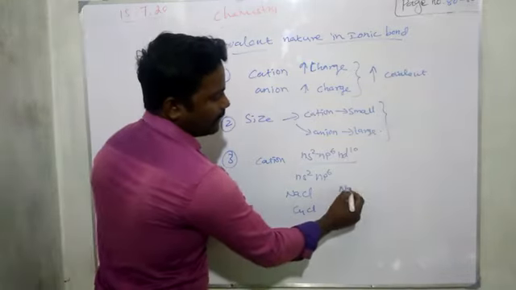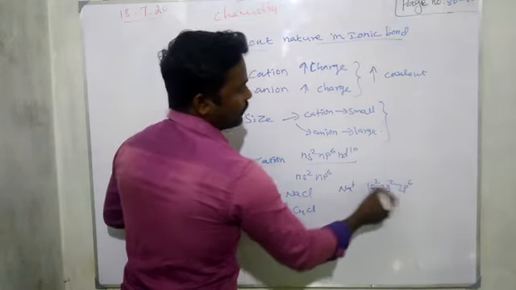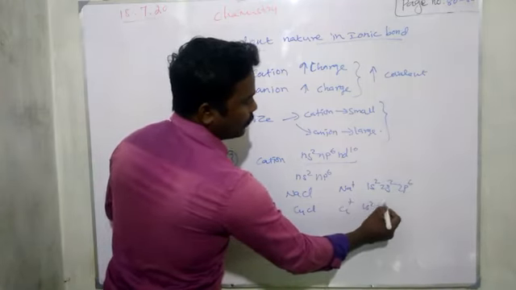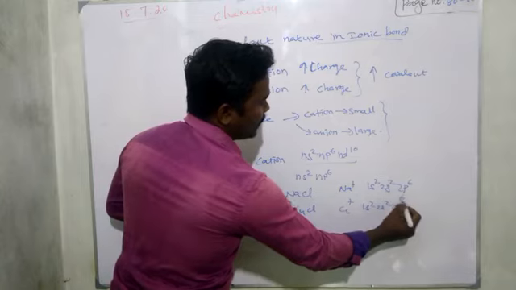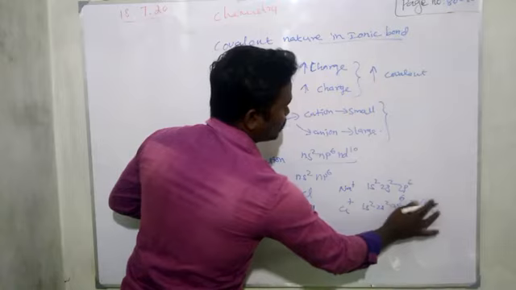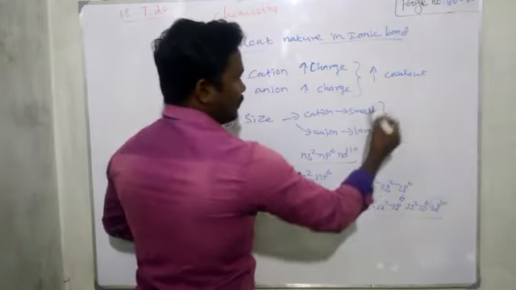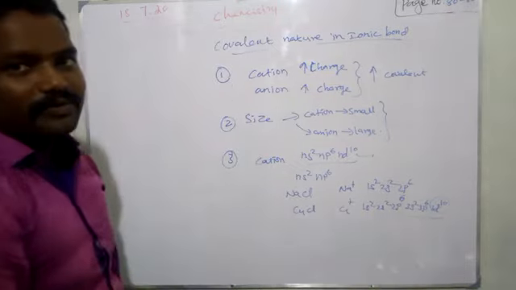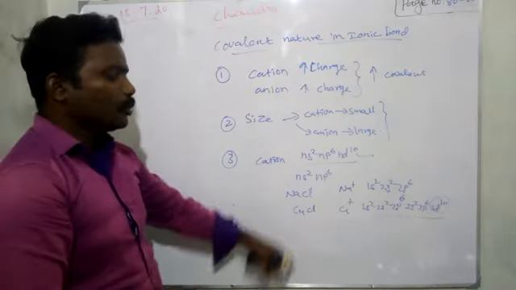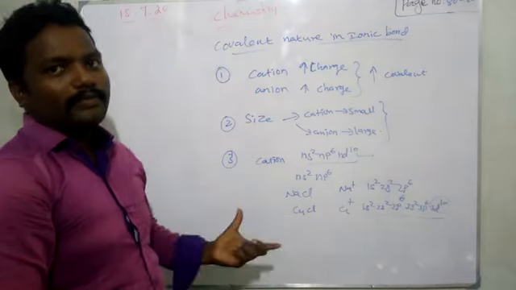Na+ is 1s2, 2s2, 2p6, but Cu+ is 1s2, 2s2, 2p6, 3s2, 3p6, 4s1 won't come, 3d10. See, this completely filled 3d10 electronic configuration comes for copper. So copper chloride has more covalent character than sodium chloride. So these are the three rules to follow in Fajan's rule.